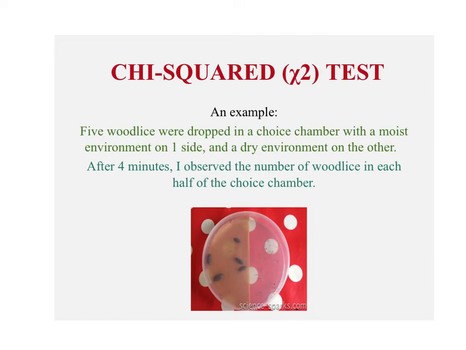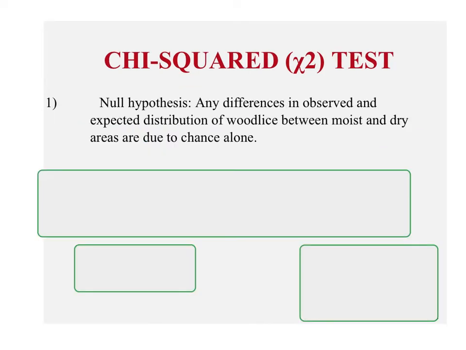So imagine I've got 5 woodlice dropped in a choice chamber, and they've got a moist environment on one side and a dry environment on the other. And I'm going to leave my timer 4 minutes exactly. Okay, so I'm controlling that variable. And after that time, I'm going to have a look at how my woodlice have distributed themselves between those two areas. The first thing I do is I start with my null hypothesis.